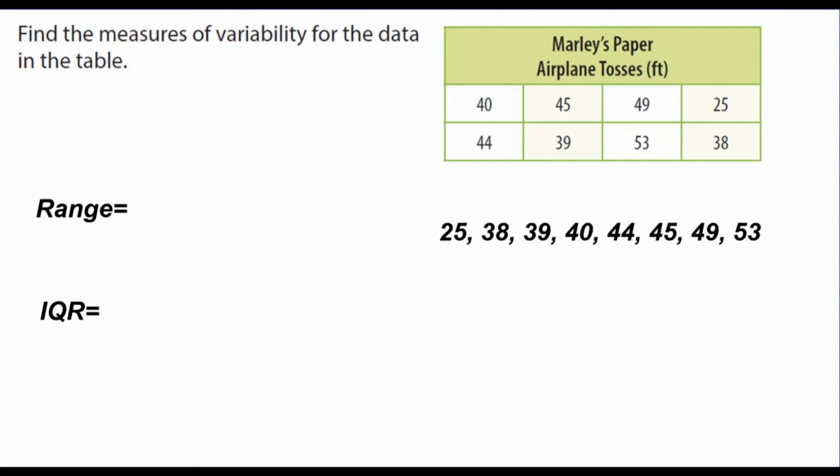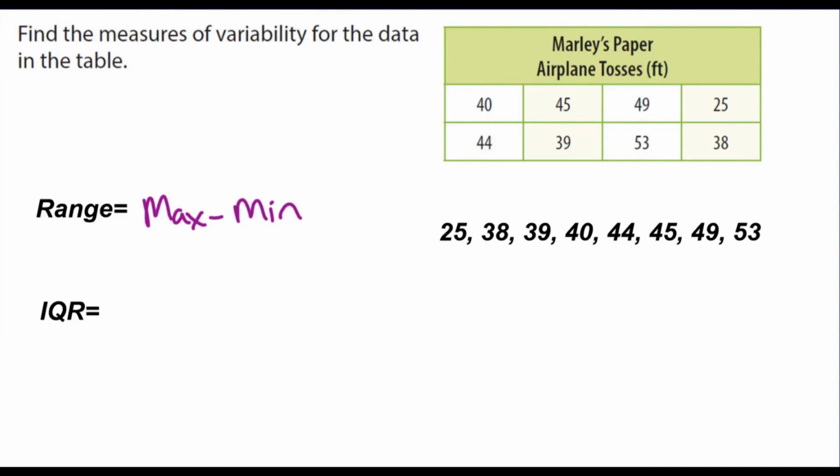So we're going to find both of the measures of variability for this data set. We're going to find the range, and we're going to find the IQR. So the range is simply the max minus the min, our largest value minus our smallest value. And again, I took the values from the table and I listed them in order from least to greatest.